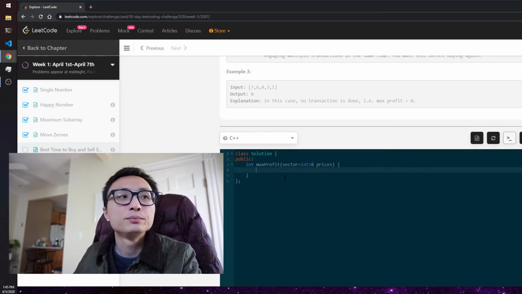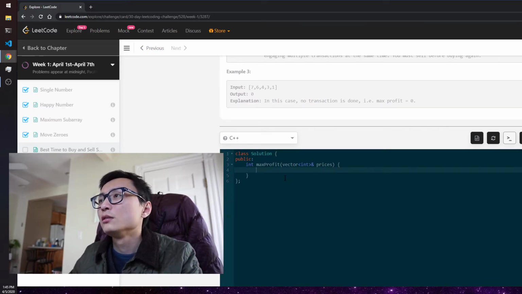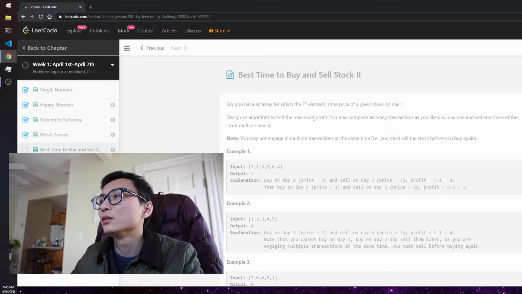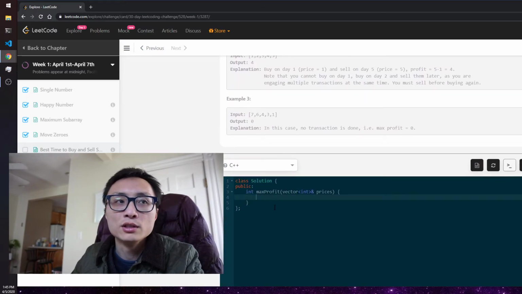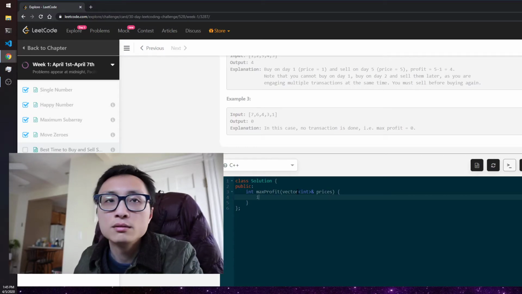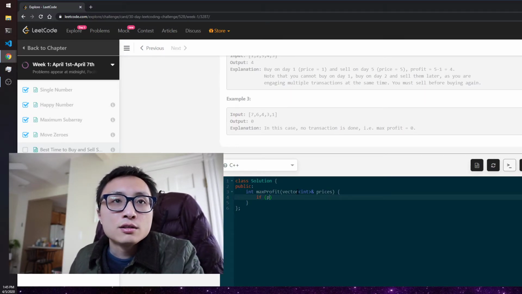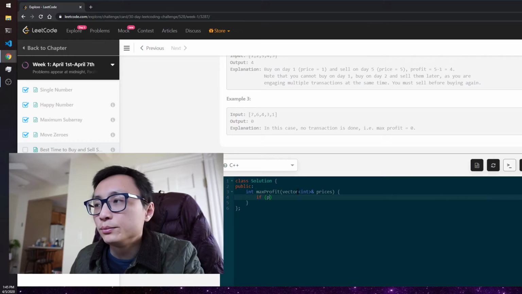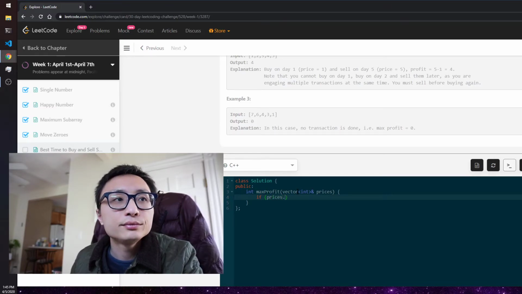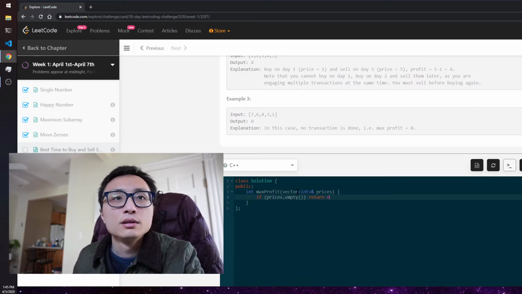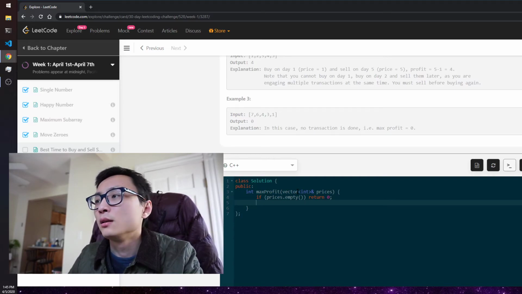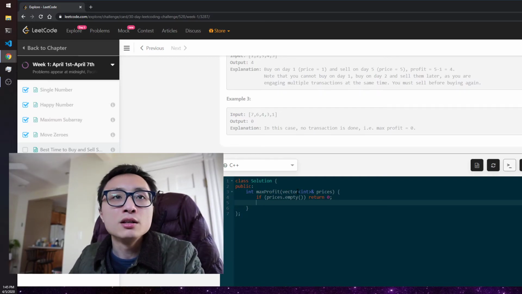Let's code it up. As usual for a LeetCode problem, always try to code edge case handling if possible. If we don't get any input, we just return 0. No history, no money.